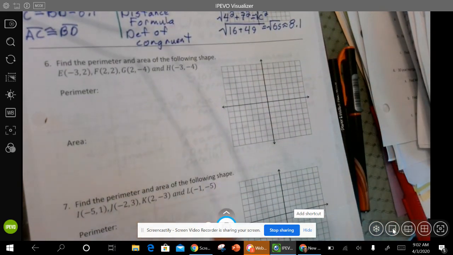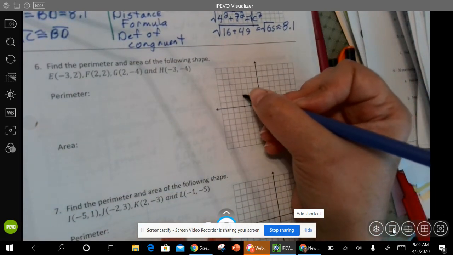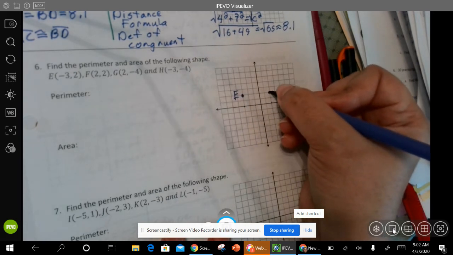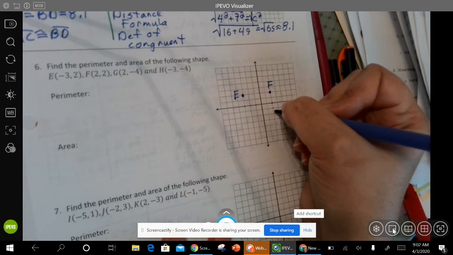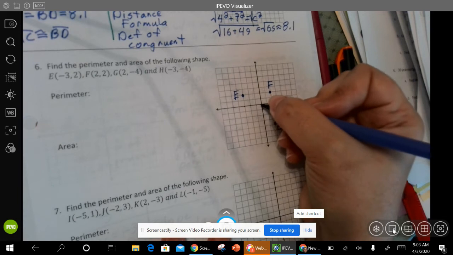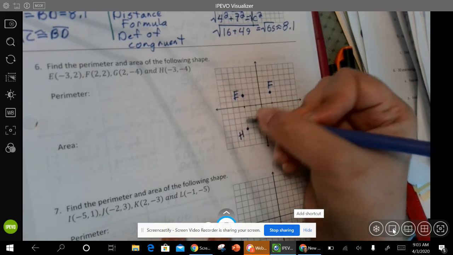Okay, it says find the perimeter and area of the following shape. So we're going to go ahead and graph it. So 1, 2, 3, up 2, over 2, up 2, over 2, down 1, 2, 3, 4, over 3, down 4 for H.